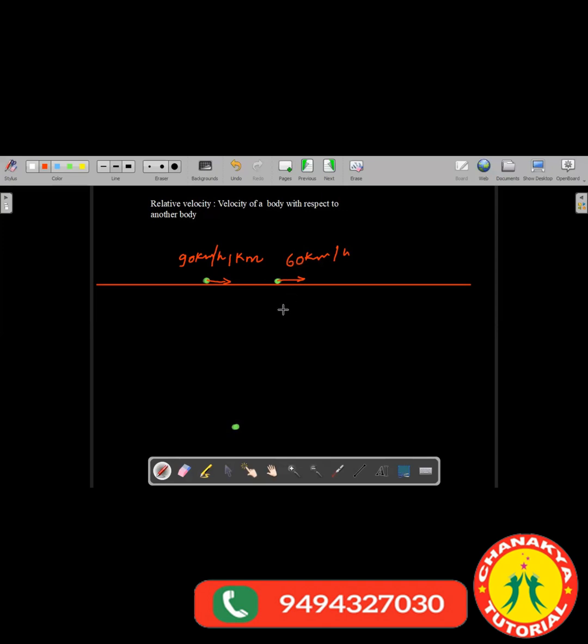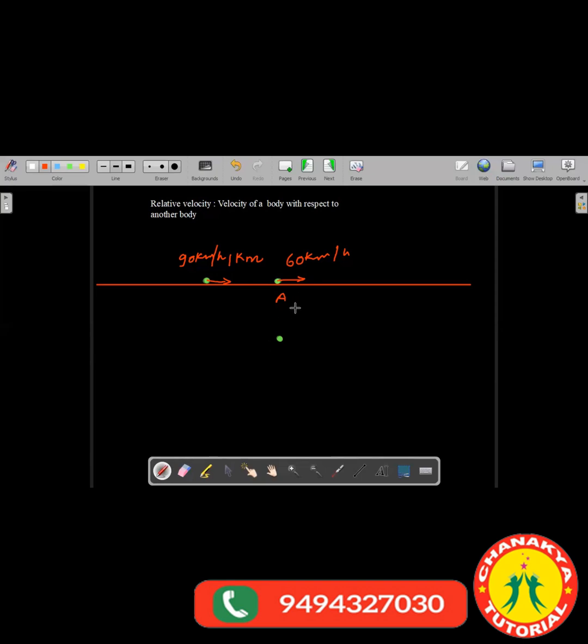Okay. Now, what will a passenger sitting in this car A observe? This is your car A. A passenger sitting in car A, how will he observe this car? What speed will he observe for this car? And what speed will he observe for me? If he observes me, how will he observe me? What speed will he observe me with? 60 kilometers, backside.